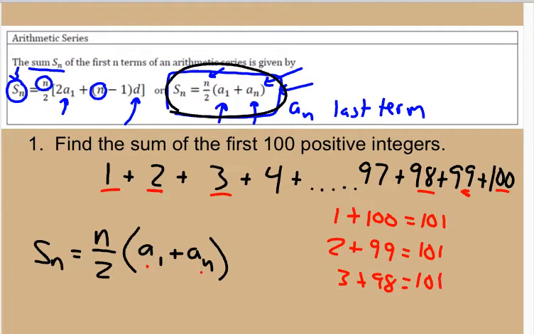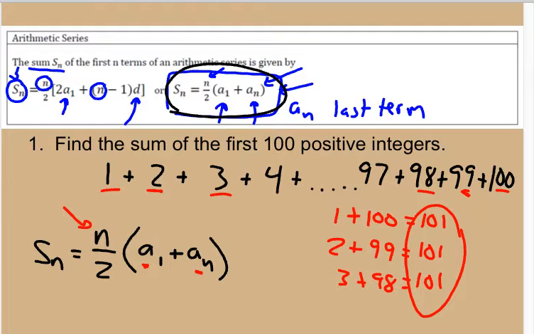You're going to get 101. How many of these are you going to get? Well, if you take the first and last, and so on, second and second to last, you'd have 50 different addition problems here. So that's why they say take the number of terms and divide it by 2. 100 divided by 2 is 50. And multiply that by the sum of the first term and the last term, because that's going to be the same as all those other sums.